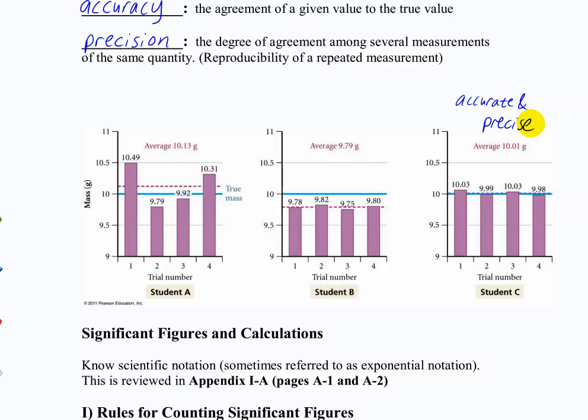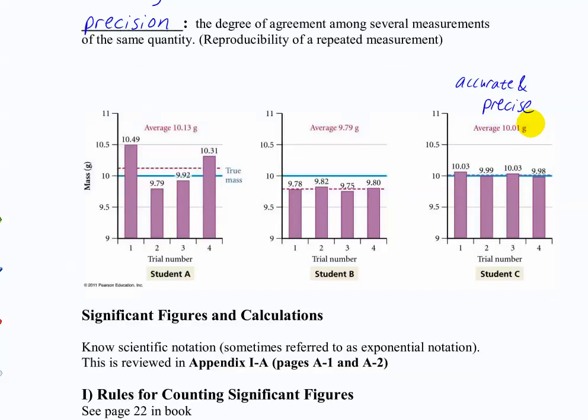What would you say about student B? Precise, but not accurate. Student B is precise. The measurements are very reproducible, but not accurate because the average was down at 9 point something. And then what about student A? Neither. You might say that student A is sort of accurate. The average is actually fairly close, but certainly not precise.